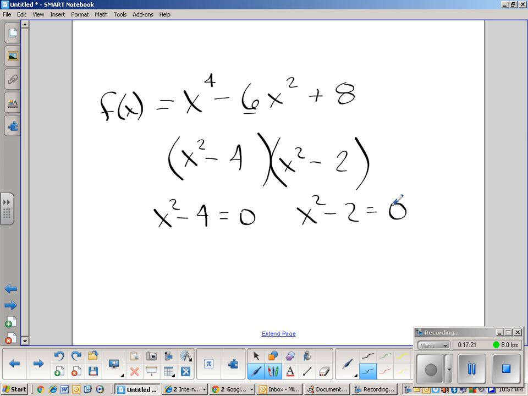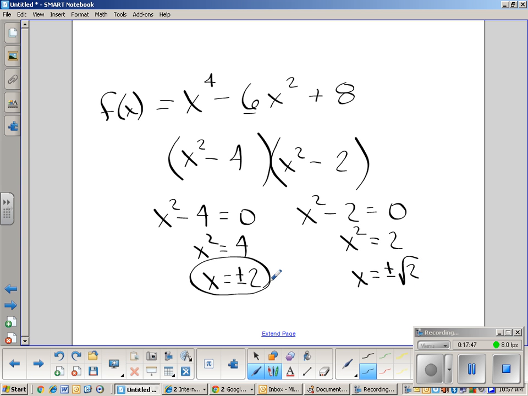In this case, we get real on all of them. 2 rational and 2 irrational. Okay? Remember, add 4. Square root both sides. Plus or minus 2. Add 2. Square root both sides. Plus or minus square root of 2. 2 rational ones, 2 irrational ones.